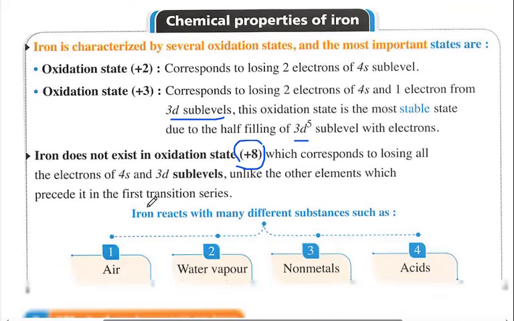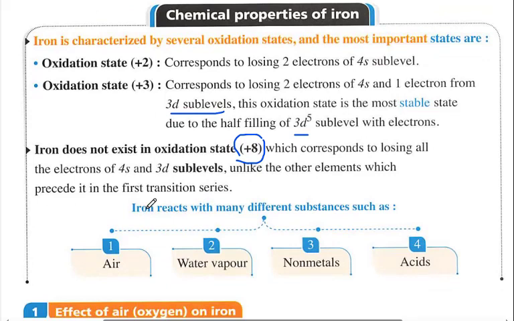So what are the kinds of reactions of iron which we will speak about in this session? The reaction of iron with air, the reaction of iron with water vapor, the reaction of iron with nonmetals, and the reaction of iron with acids.